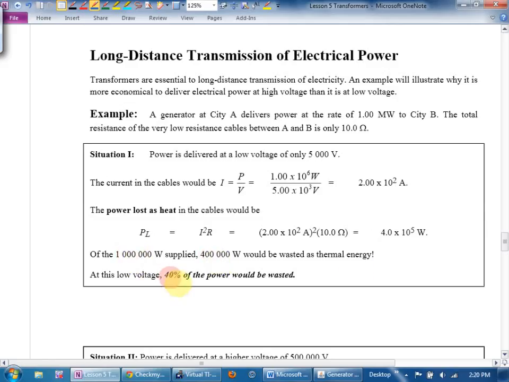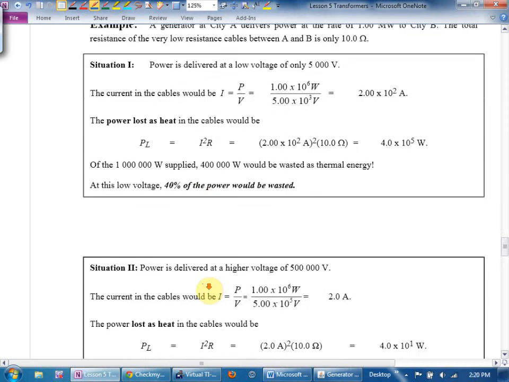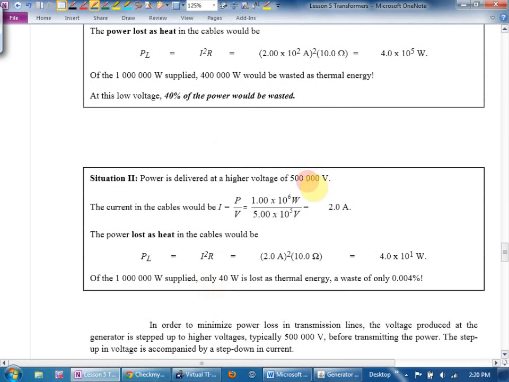If we go at a higher voltage, say 500,000, power equals VI. So the current required to ship 1 million watts at 500,000 volts is only 2 amps. How much would we lose inside the wires? Well, the power loss inside the wires is current squared times the resistance of the wires. It's I squared R. You lose 40 watts. Of 1 million watts of power, only 40 watts would go to heat, which means it's 99.996% efficient. Pretty good.